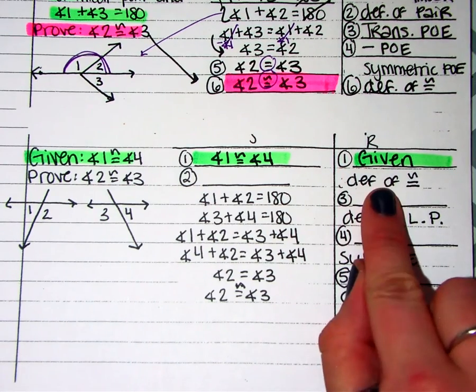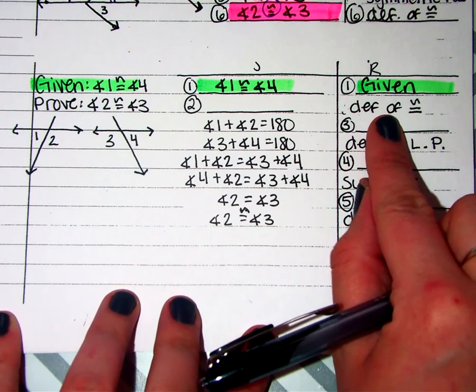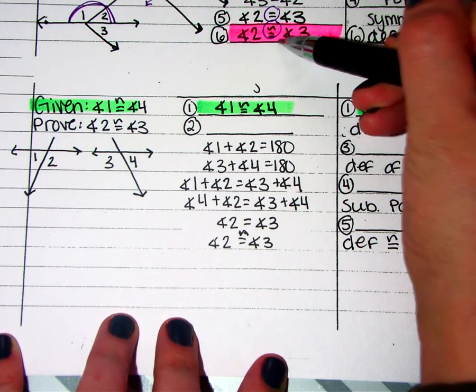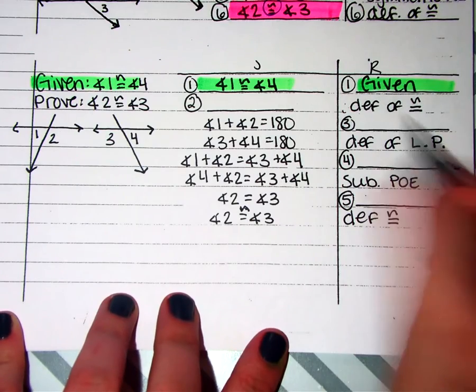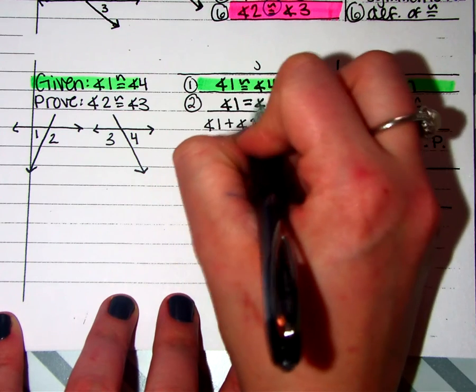Next, our reason is the definition of congruency. We should know that the definition of congruency, just like up above, changes equal things to congruent or congruent to equal. So if I need to use the definition of congruency next, I'm going to go ahead and make these equal each other.